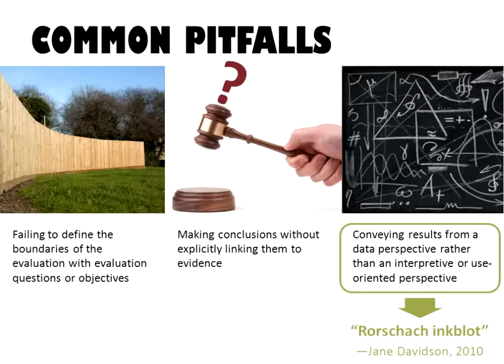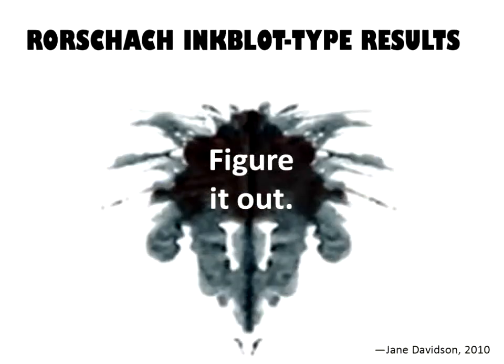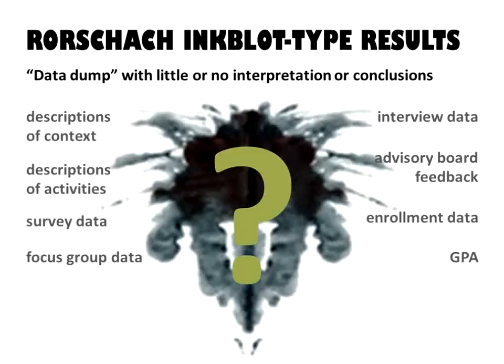Now, the third kind of problem is when results, as I mentioned before, are presented from a data perspective. And this is what Jane calls the Rorschach inkblot. That's where you have a lot of data, but no conclusions. And Jane says it looks like this. Basically, a data dump with little or no interpretation or overall conclusions. So admittedly, a lot of people have no problem with evaluation reports of this type. You see a lot of them.